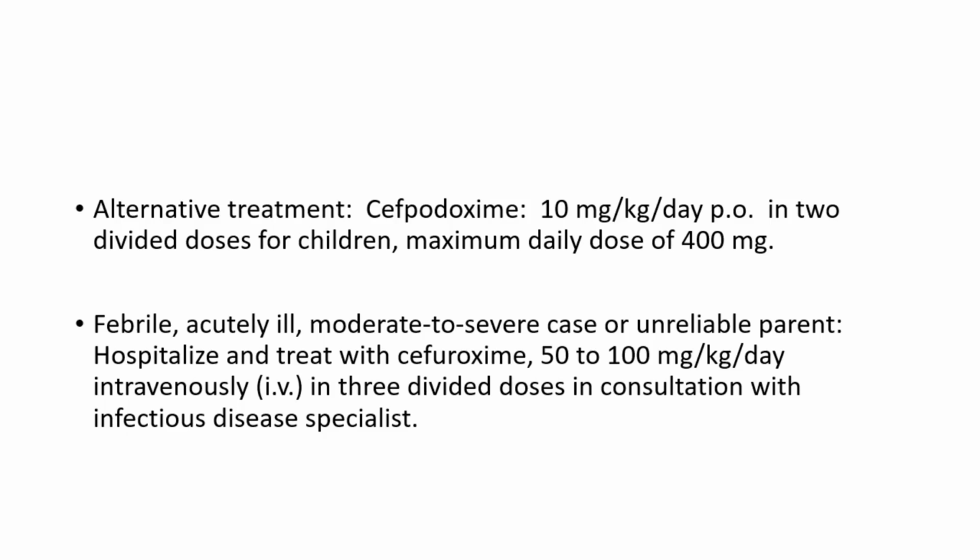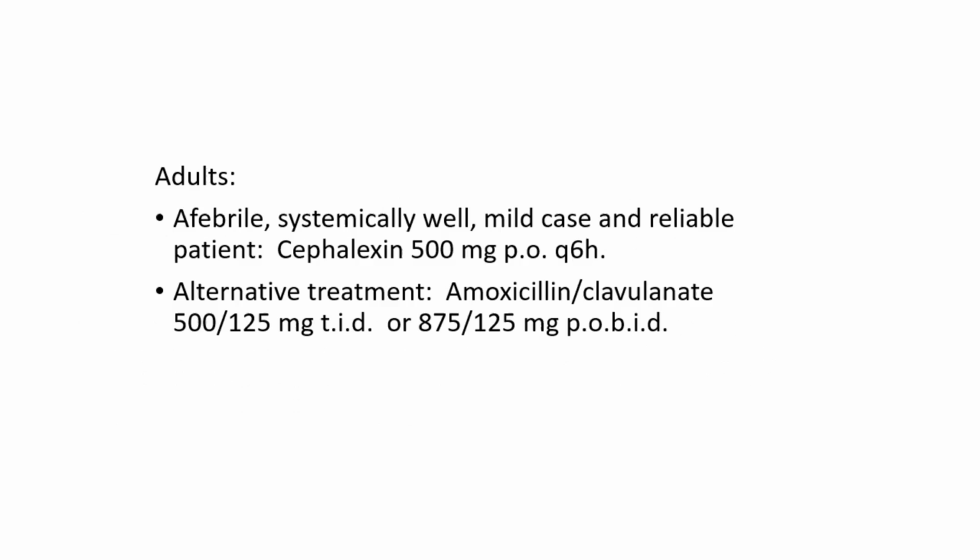Febrile, acutely ill, moderate to severe case or unreliable parent: hospitalize and treat with cefuroxime, 50 to 100 mg/kg/day intravenously, IV, in 3 divided doses in consultation with infectious disease specialist. Adults. Afebrile, systemically well, mild case and reliable patient: cephalexin 500 mg PO 6 hourly. Alternative treatment: amoxicillin/clavulanate 500/125 mg TID or 875/125 mg TID.